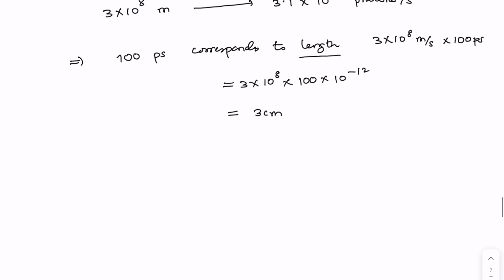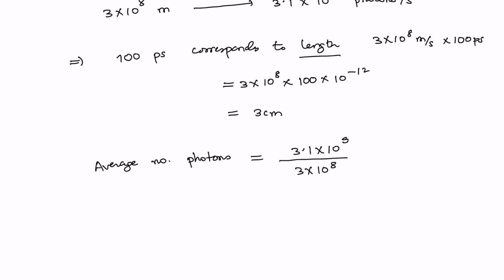And again the average number of photons can also be calculated very easily in this 3 centimeter segment. It's easy to see that per unit length you are going to have 3.1 into 10 to the power 9 divided by 3 into 10 to the power 8, into 3 centimeter, which is 3 into 10 to the power minus 2 meter.